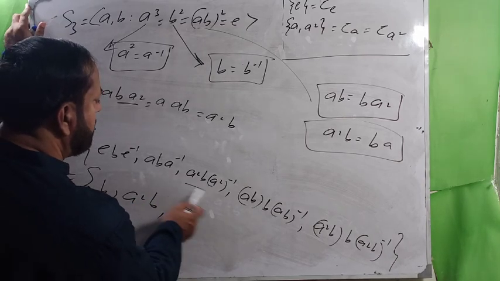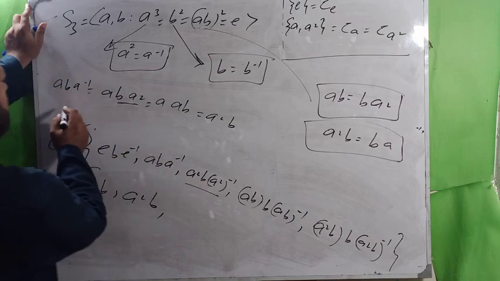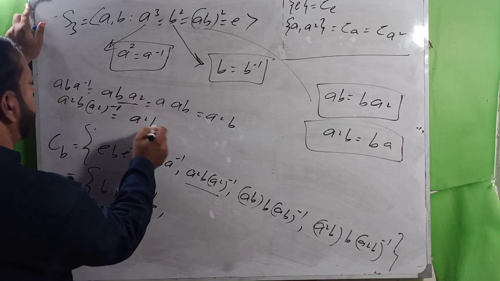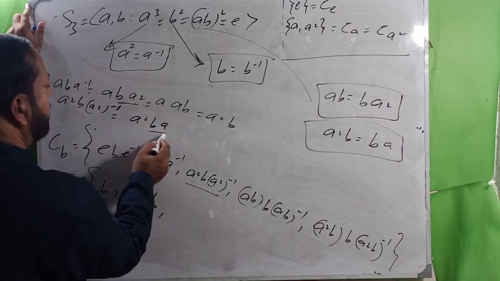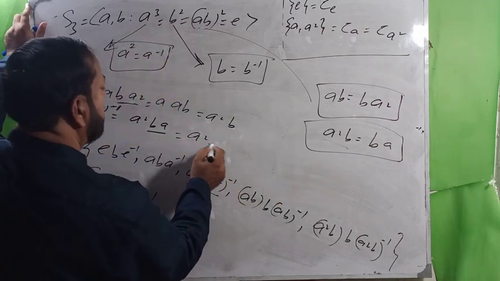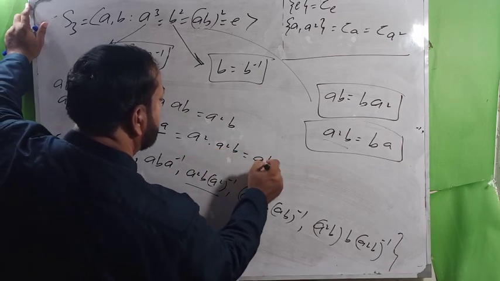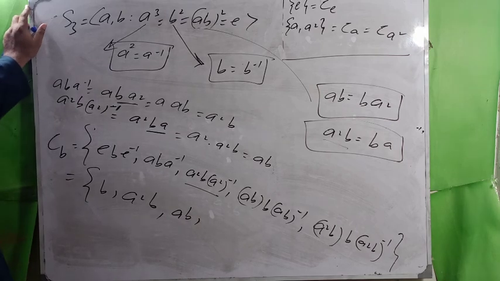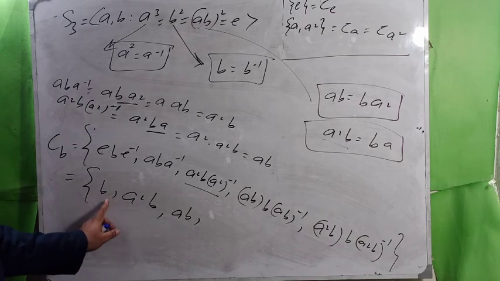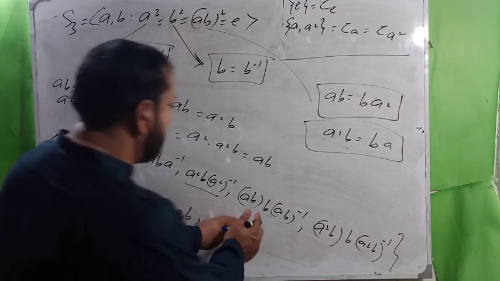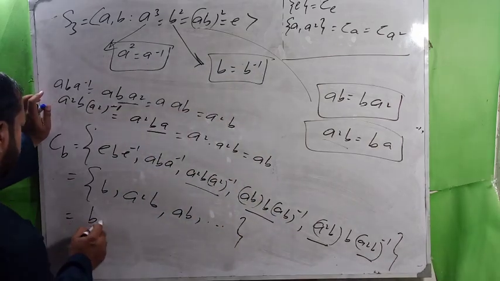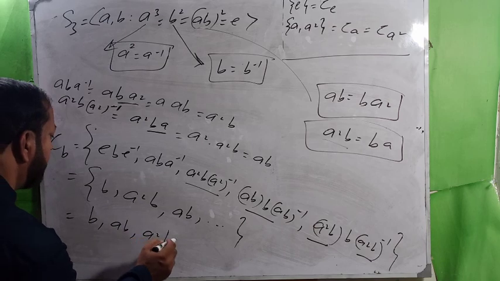Then solve this. A square B A. This is A square B A square inverse, which is A square B A. And what is B A? B A is A square B. So this is A square into A square B. This is A4, this is AB. So AB. I think you can find the rest of the elements. They will repeat these three elements B, A square B and AB. You will get that this is the class B, AB, A square B.